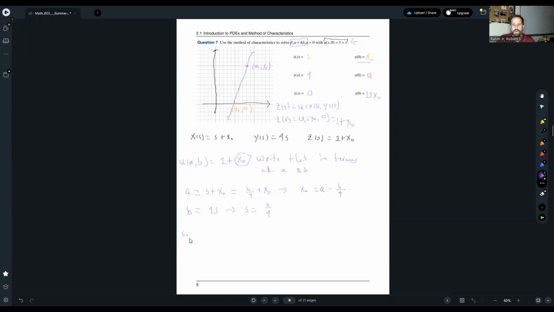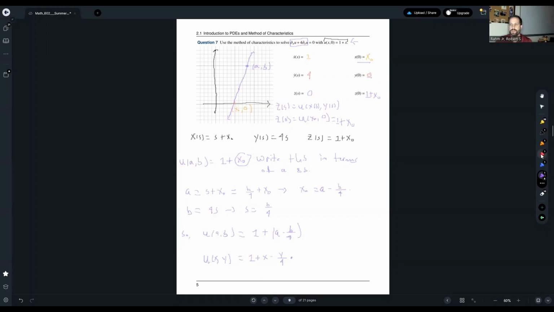So u of (a, b), and again, (a, b) is just a generic point in the plane, u of (a, b) is equal to 1 plus x naught, and x naught is a minus b over 4. Of course, we want to write things in terms of x and y because that's the traditional coordinate system. And so wherever I see an a, I'm going to put an x. Wherever I see a b, I'm going to put a y. Because again, (a, b) is just a generic point in the plane. So this is 1 plus x minus y over 4.